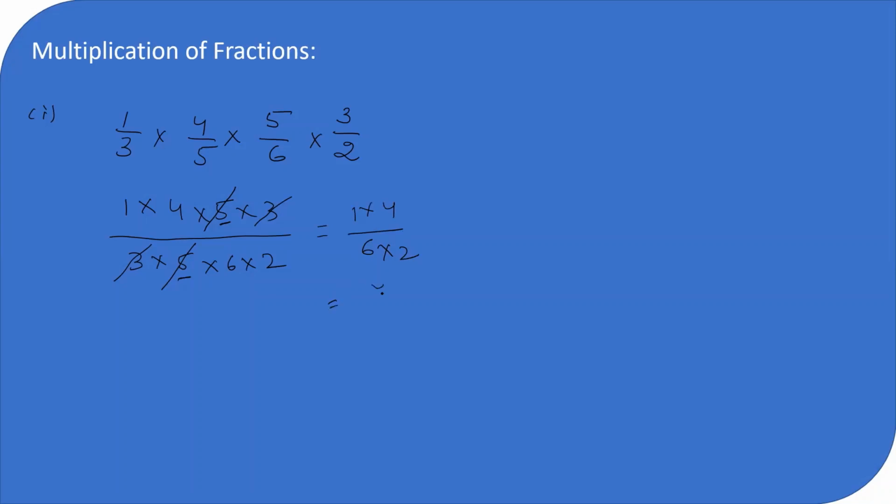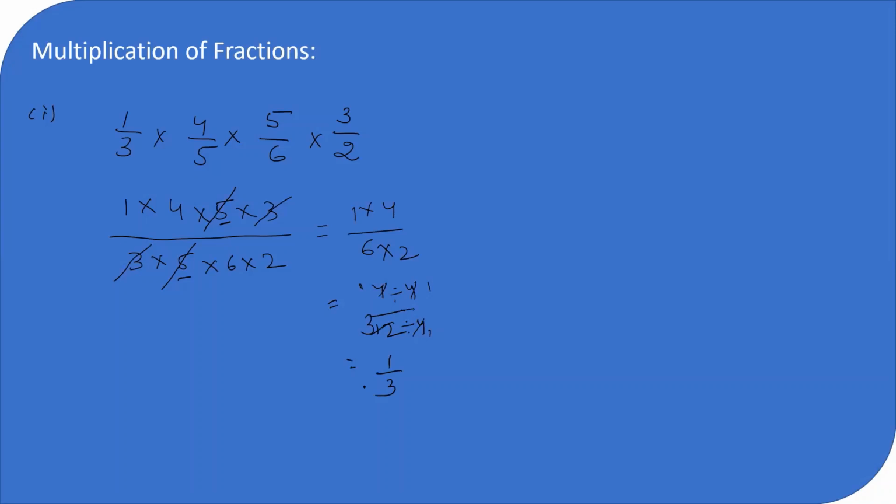1 into 4, 4. 6 2s are 12. We can divide these two with the 4 table, right? 4 ones are 4, 4 3s are 12. So 1 by 3 is the answer.